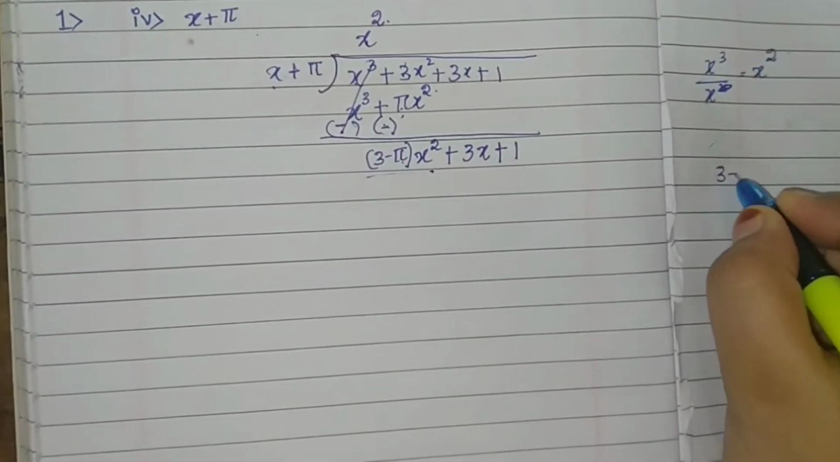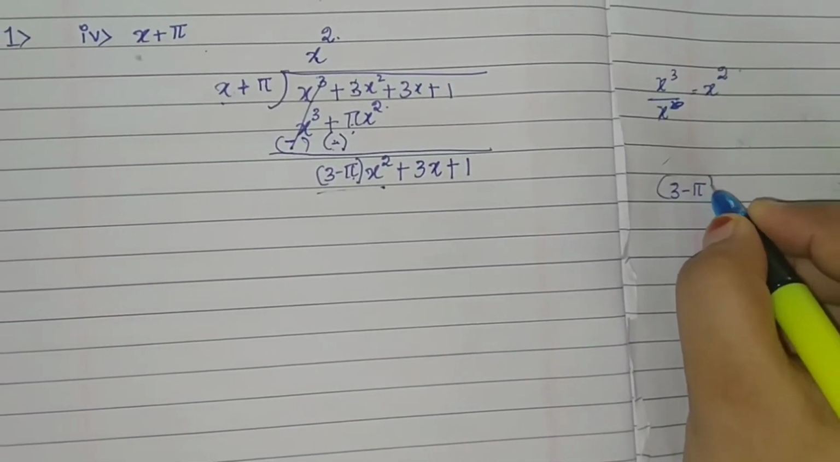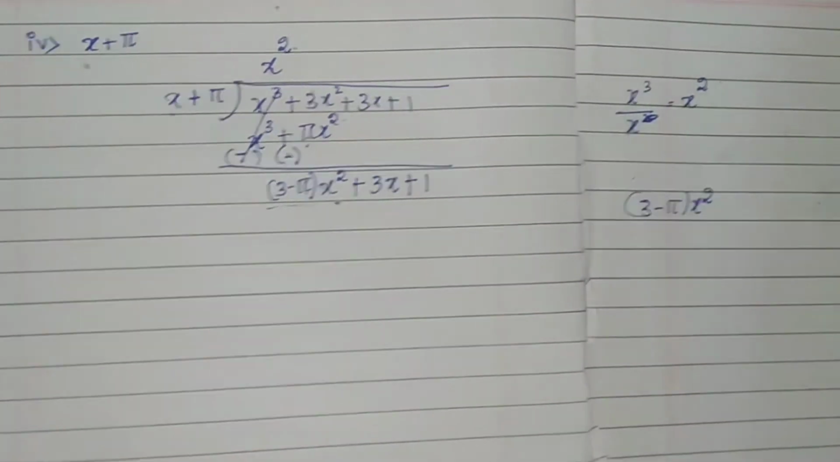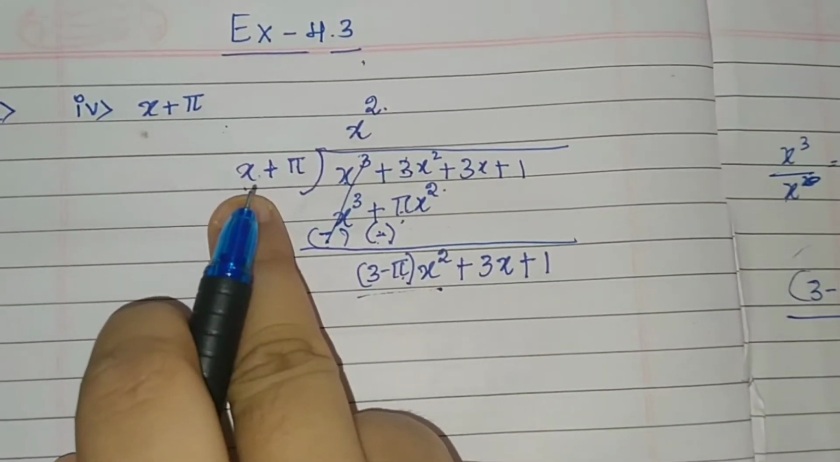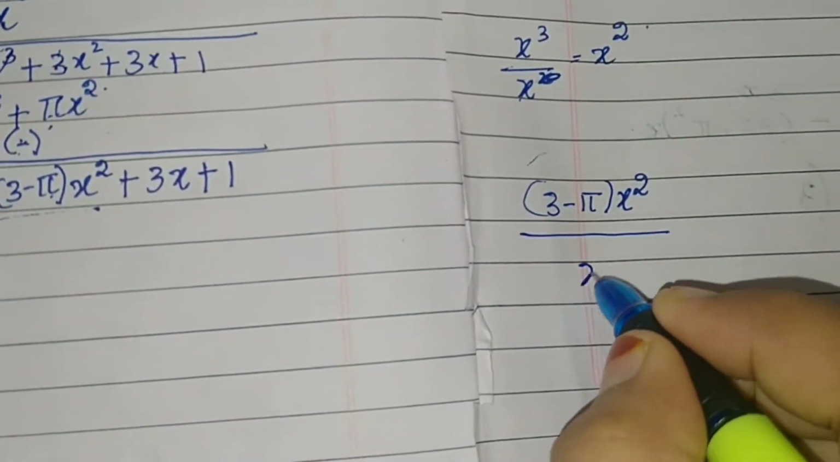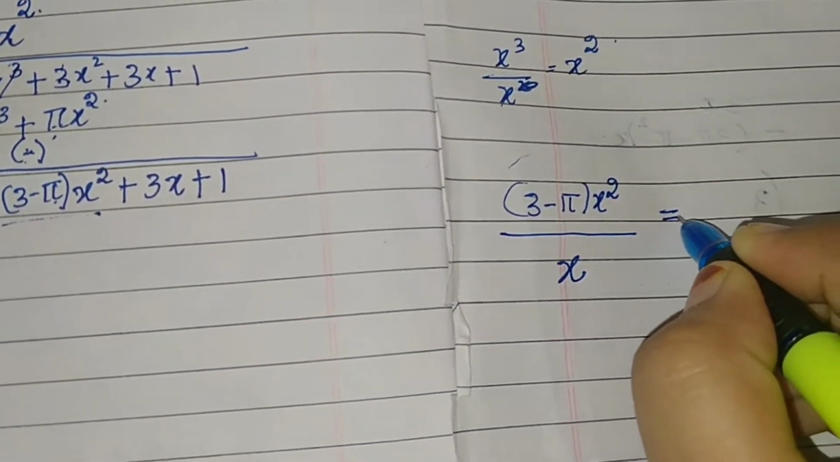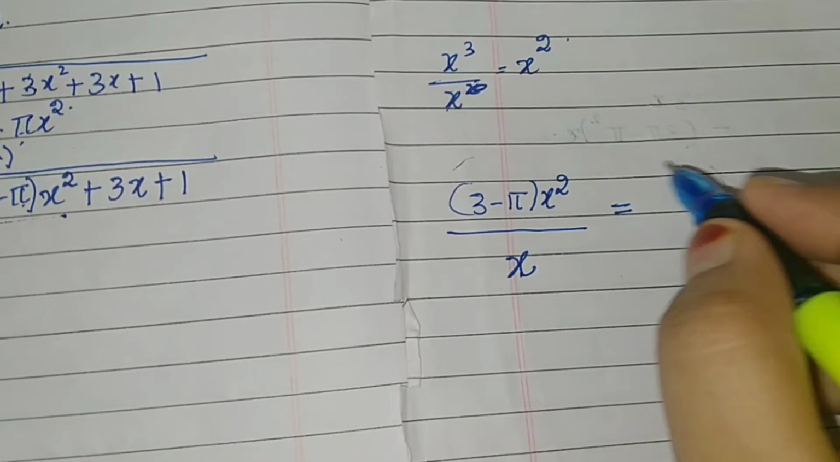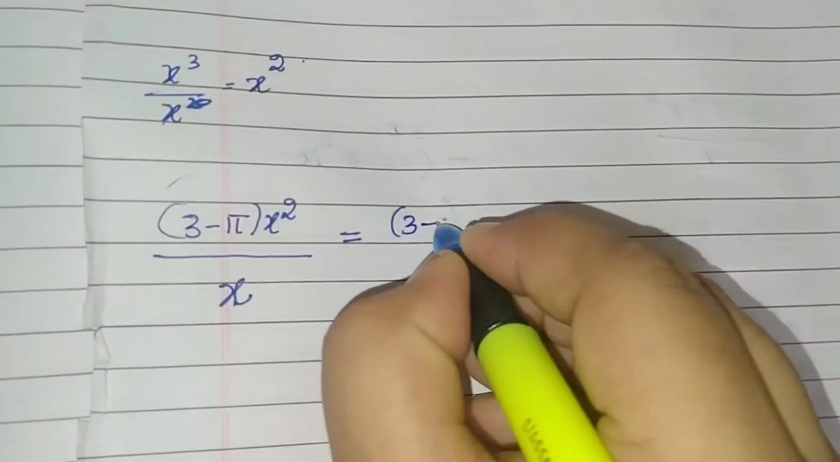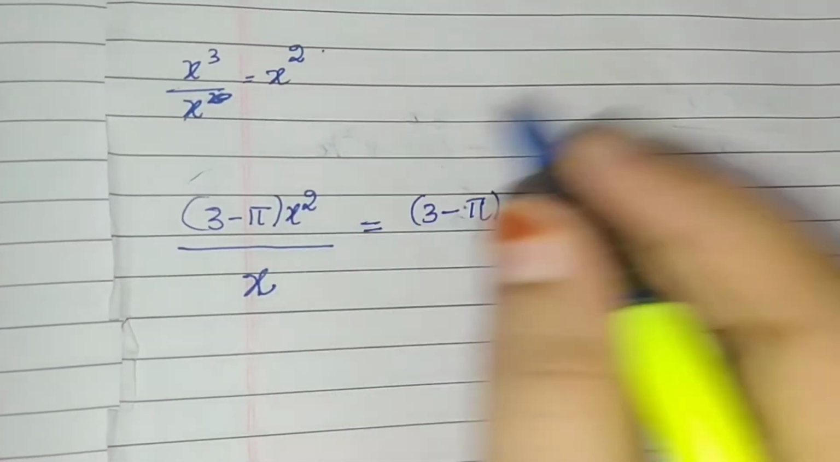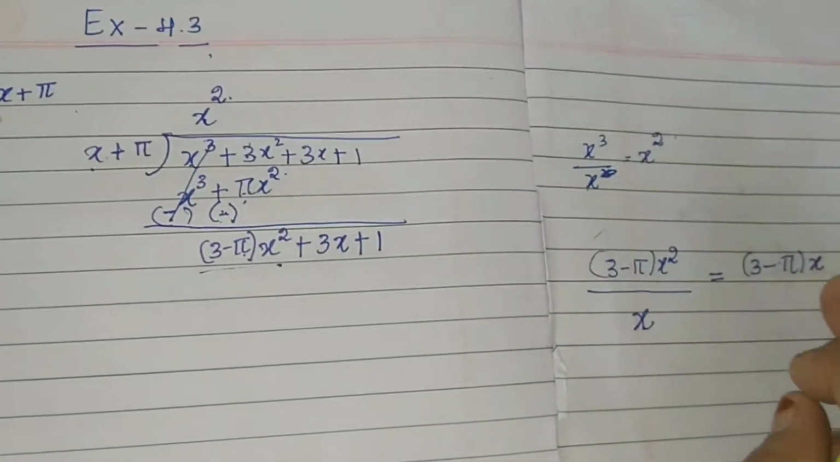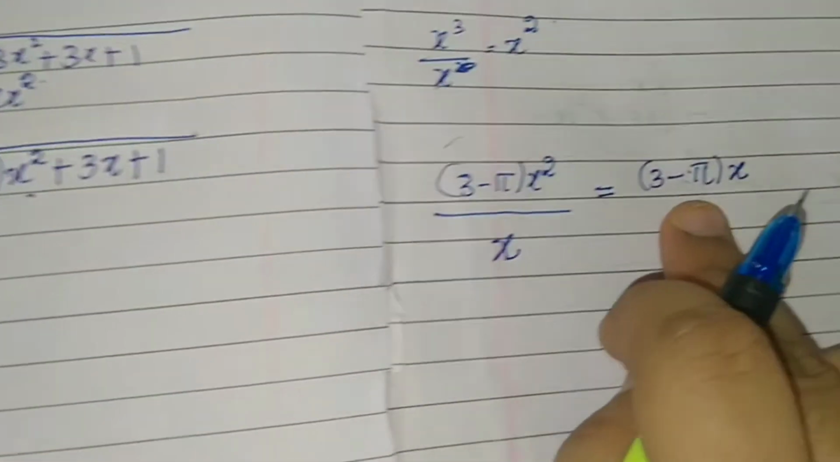First term of the dividend divided by the first term of the divisor, that is nothing but x. Okay, so now you can see here x, 1x will get cancelled. What is remaining? 3 minus pi into x, because 1x will get cancelled, isn't it? So now this is your second term of the quotient.